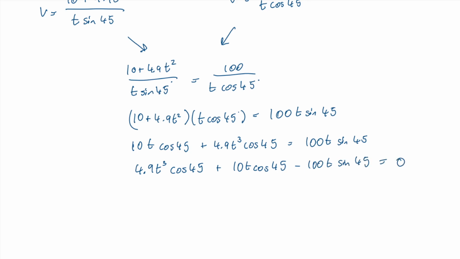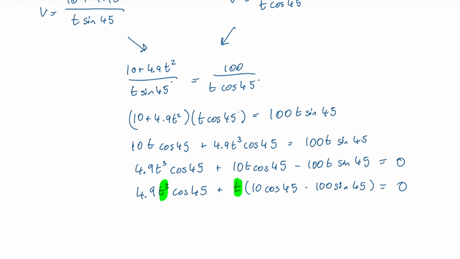All equals 0, factorizing the second two terms to get t times the bracket equals 0. Now when we're at this stage, we have a t cubed term and a t term. So it's a cubic equation, and we could use our calculator using the polynomial solver to solve it. So I'm going to do that now.